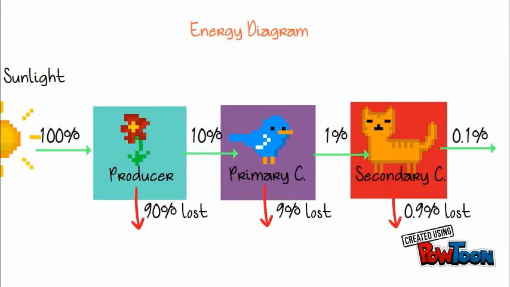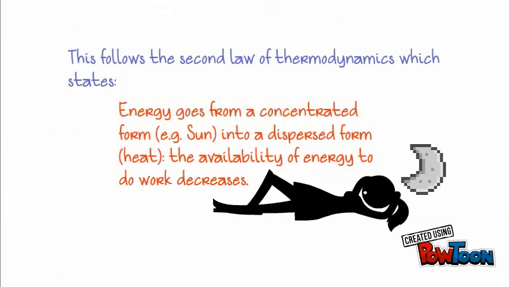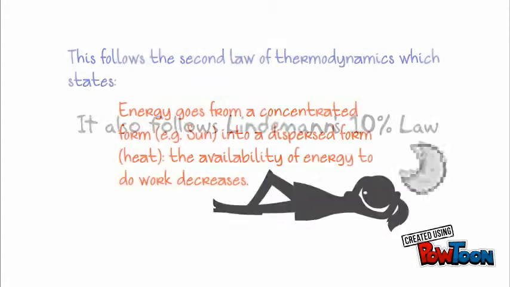In this diagram, you can see where energy is passed through each trophic level and also lost at each trophic level as well. The loss usually comes from respiration and waste production at each level. This follows the second law of thermodynamics, which states energy goes from one concentrated form into a dispersed form, usually heat. The availability of energy to do work decreases.